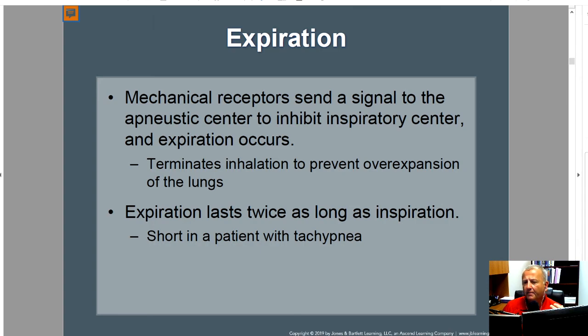Then we have expiration. We talked about mechanical receptors that send the signal to the apneustic center to inhibit the inspiratory center, and it allows expiration to occur. We talked about these being found on the chest wall and in the bronchioles. It's called a feedback loop, and if you just think about a loop, signals being received, and then new signals being sent. You should know about the Hering-Breuer reflex, and that's basically what I just described about the lungs not being able to overinflate.